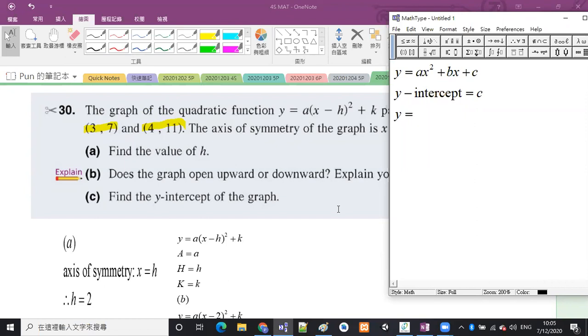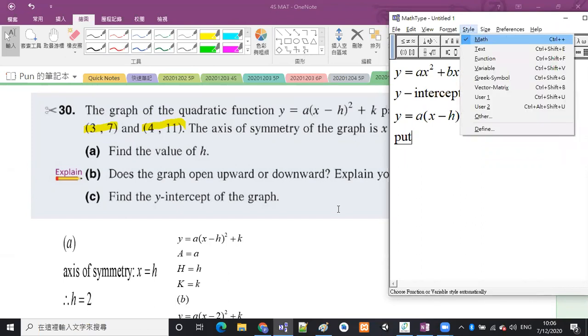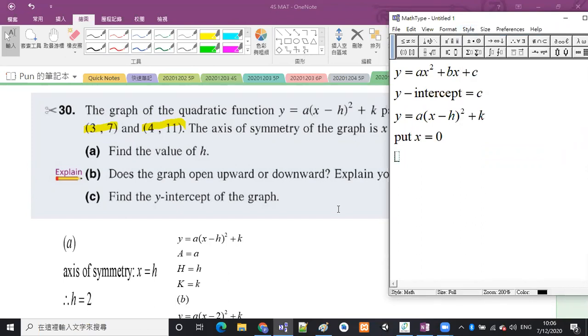Okay, but if the equation is in AHK form, when you are going to find the y-intercept, you put x equals 0. Then you'll find that y is equal to a times 0 minus h squared plus k. That is not equal to k, because y is equal to ah squared plus k. Okay, so we still have an ah squared term before the k term. So the y-intercept will be ah squared plus k. It's not just the k.